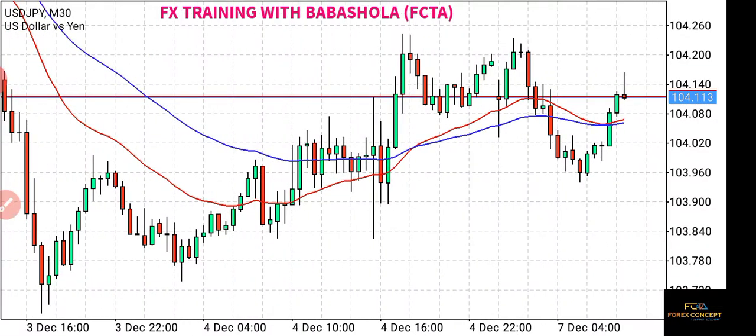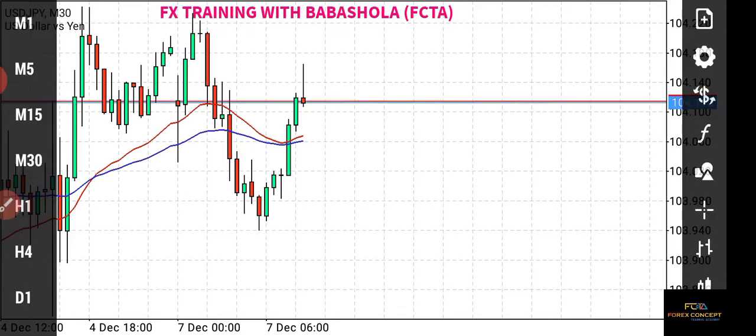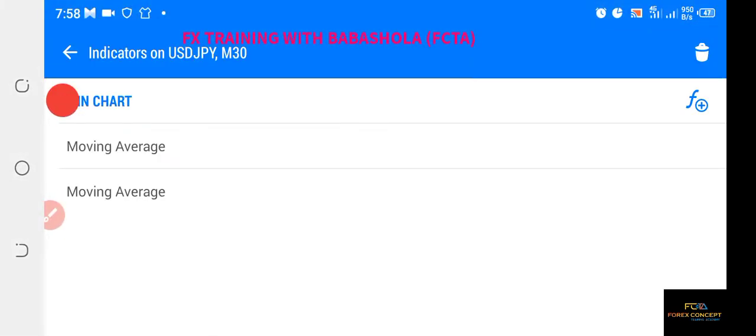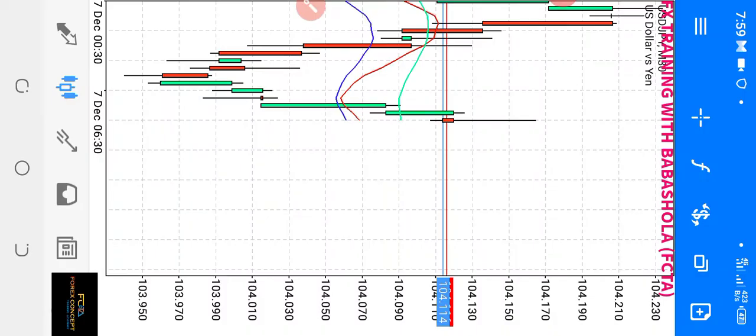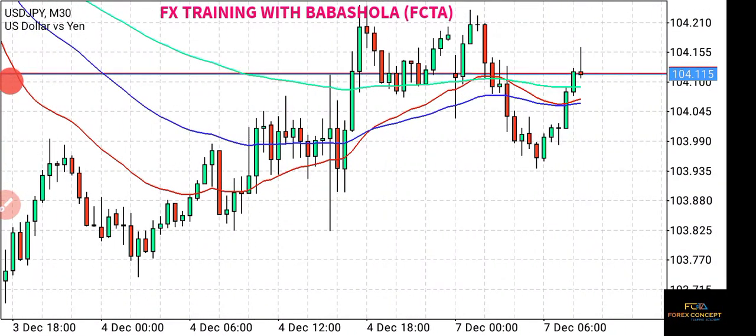Also, let's plot the 100 moving average. Let's make the 100 moving average green color. You have green color here. So this is the 100 moving average in green color.